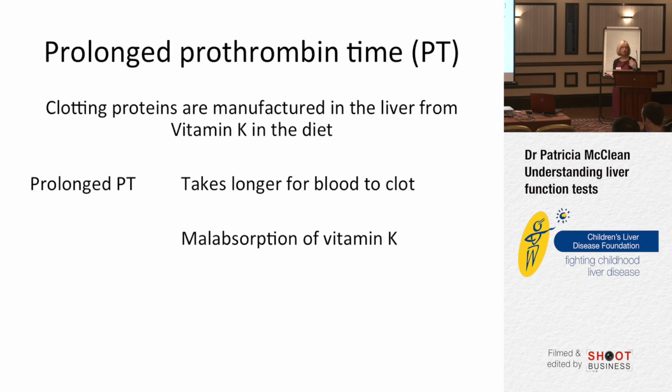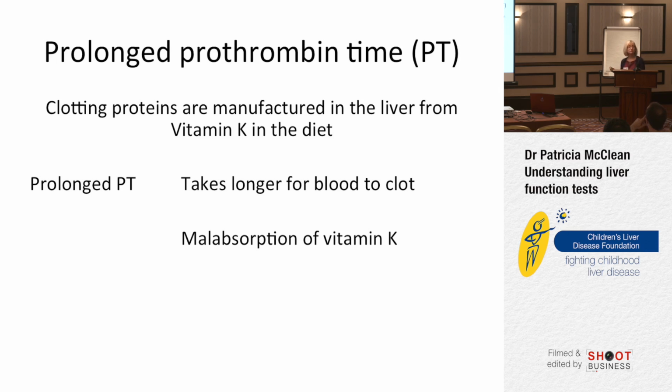It might be because you're not producing enough bile salts into the gut, and you need the bile salts to digest fat and fat-soluble vitamins. So if you've got biliary atresia or Alagille syndrome or PFIC, where there's not a good flow of bile into the gut, then you won't digest fat well, so you may not grow well, and you won't digest fat-soluble vitamins well, one of which is vitamin K. So the vitamin K will not get into your bloodstream to go to the liver to make clotting proteins.